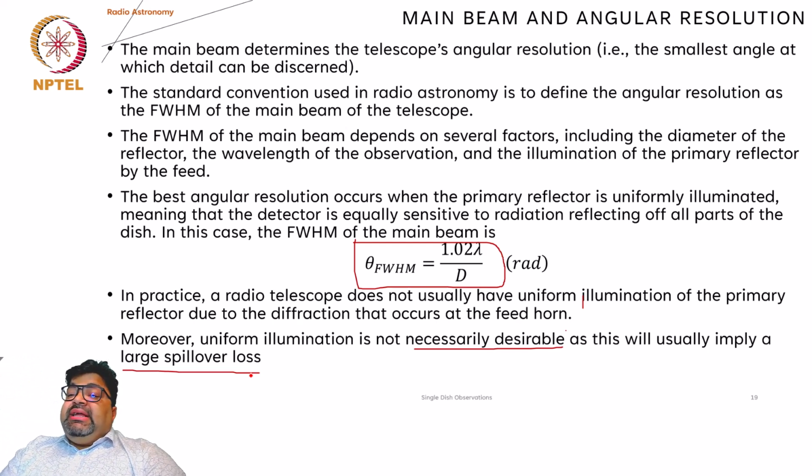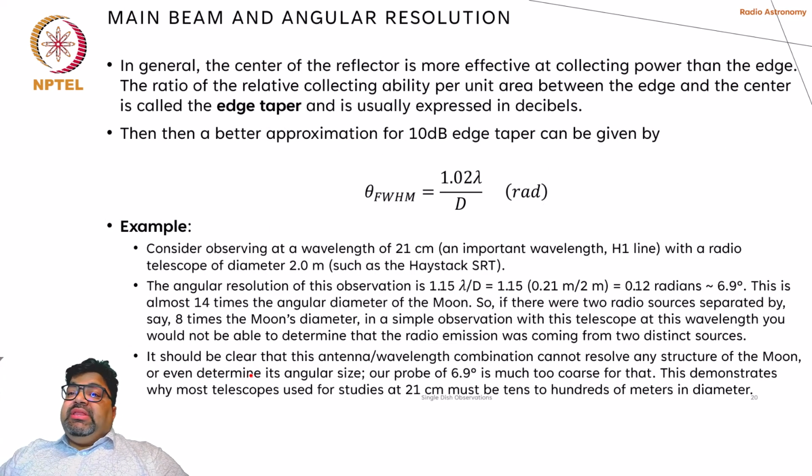But practically, uniform illumination is not very desirable, because as illumination goes till the edge of the telescope dish, the chances of spillover are pretty high. A tapered distribution is more desirable. That's why we showed the second case after the uniform illumination, a tapered illumination pattern. Same here, edge tapered illumination is more desirable, and that's a better case than the uniform illumination.